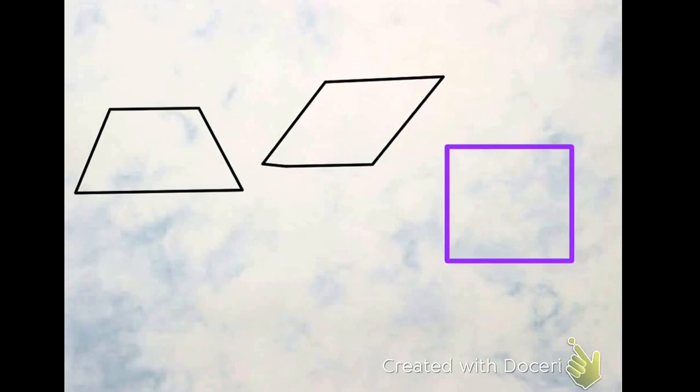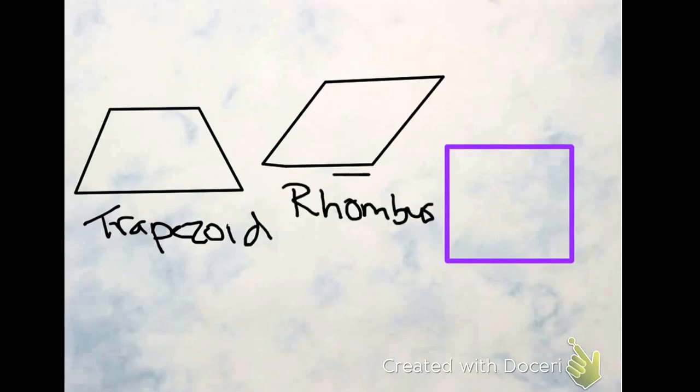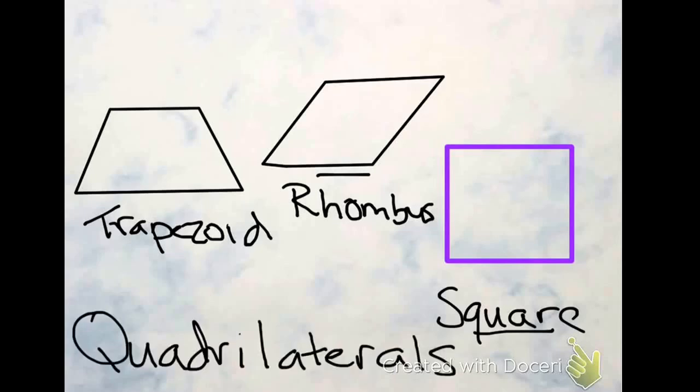Let's look at this set. If I wanted to name each of these shapes, I could. I could say that this is a trapezoid. I could say that this is a rhombus. And I could say that this shape is a square. Or if I wanted to name all of them in one group, I would call them quadrilaterals because each shape has 4 sides. So in this set, they are all quadrilaterals. That's a generalization that I am making.